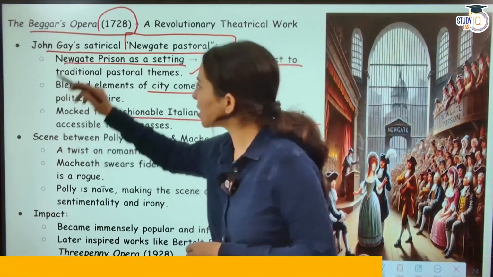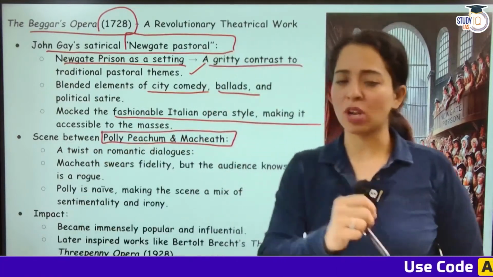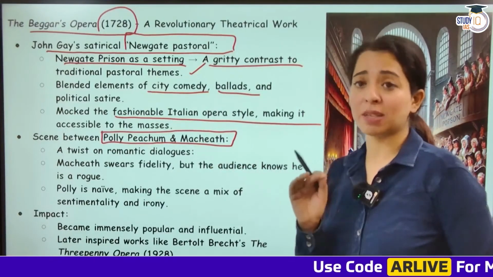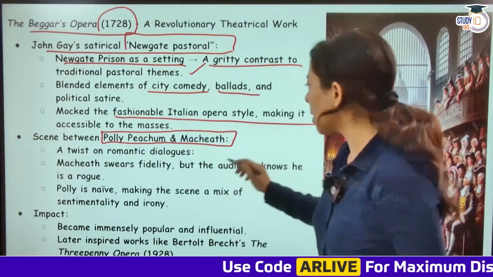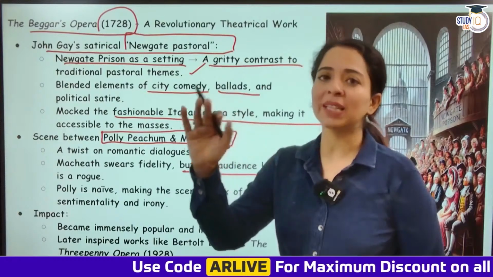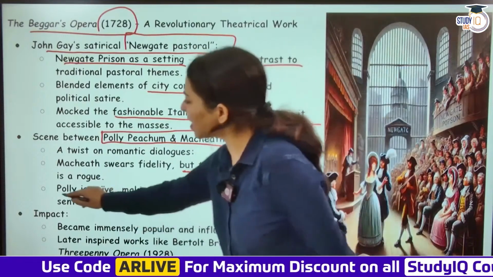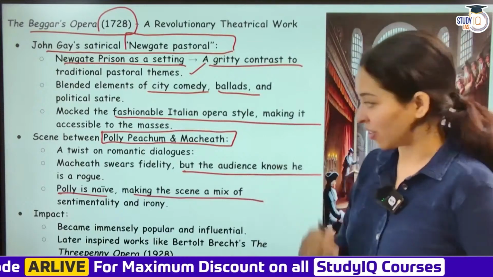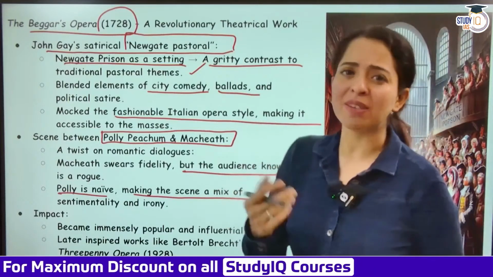And then there is a scene in this same Beggar's Opera between Polly Peachum and Machete. Okay, two characters, Polly Peachum and Machete. A twist on romantic dialogues. And Machete swears fidelity. Machete tells Polly Peachum that I will always be very loyal to you, but the audience knows that he is a rogue, and the audience knows Polly Peachum does not know how disloyal he is. So Polly is a very naive, very innocent girl, and she makes the scene a mix of sentimentality and irony. Of course when somebody is promising that I'll always be loyal to you and the audience knows otherwise, the play will be a little sentimental.